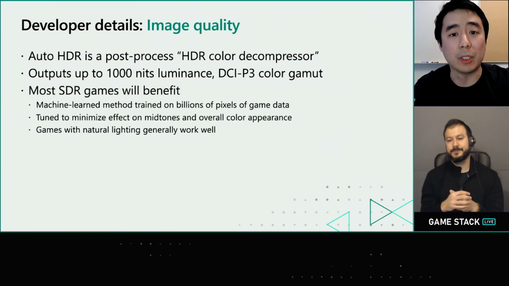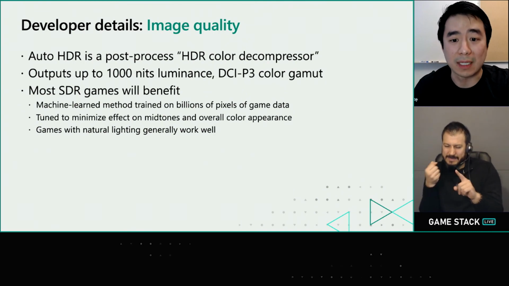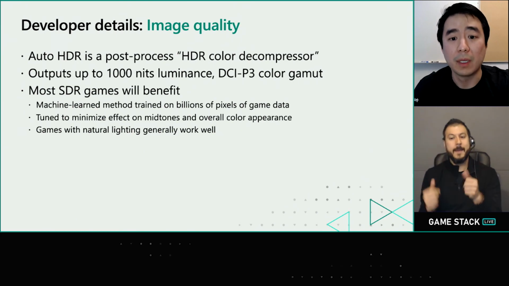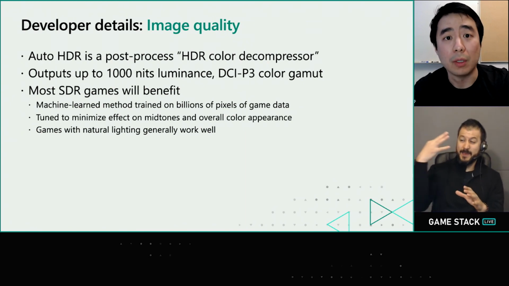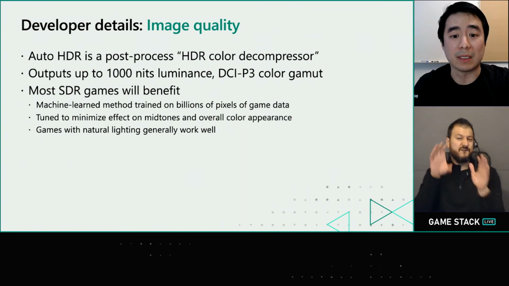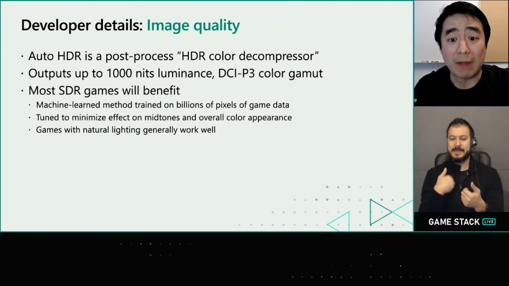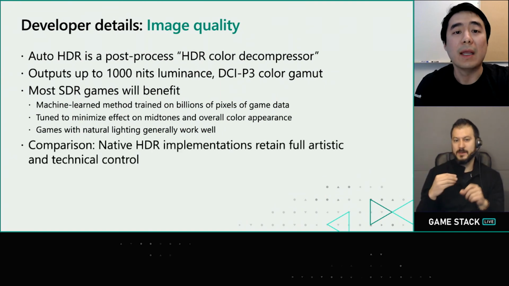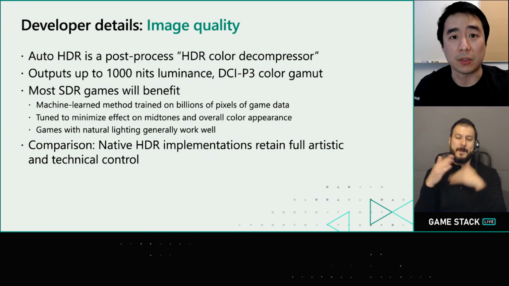I talked earlier about how we tuned Auto HDR to minimize the impact on your game's color grading and artistic intent. We've done extensive testing, and we think the vast majority of games will look better. For example, natural or photorealistic lighting styles work really well with the algorithm. On the other hand, some non-photorealistic styles may have unexpected results. For example, if your game has a visual style that resembles a graphic novel and it has a lot of elements rendered at full light. And of course, you always retain full control over building HDR directly into your game.